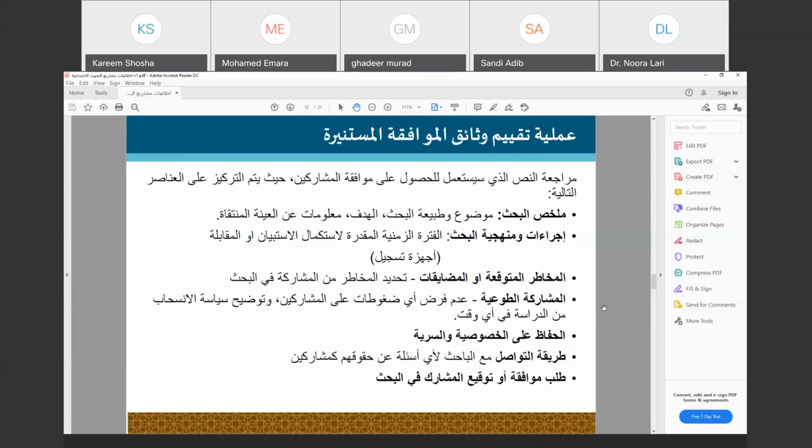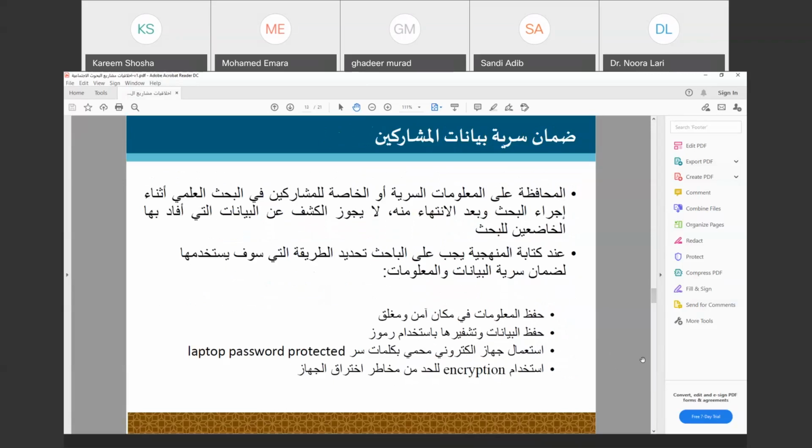ممكن أن أنا أبي أسأل عن حقوقي كمشارك، هل ستكون لي الصلاحية فيما بعد للاطلاع على نتائج الدراسة؟ ممكن أن يكون عندي بعض الاستفسارات بعد عملية جمع البيانات، وكذلك طلب موافقة وتوقيع المشارك في الدراسة. ماذا أقصد بضمان سرية بيانات المشاركين؟ وهي المحافظة على معلوماتهم السرية في البحث العلمي أثناء إجراء البحث، وكذلك بعد الانتهاء من البحث، ولا يجوز الكشف عن هذه البيانات التي أفاد فيها الخاضعين للبحث.